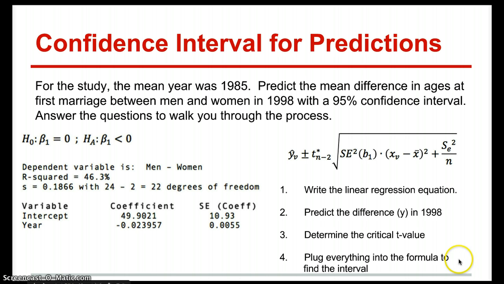So here are the different questions that you're going to have. You're going to need to write the linear equation, because to do that you have to be able to predict what y is, which gives you this y sub v. And then you need to determine the critical value, which we just practiced on the other side, and we're focusing on a 95% confidence interval. And then you're going to plug everything in to actually find the interval. Okay, so go ahead and go through those questions.